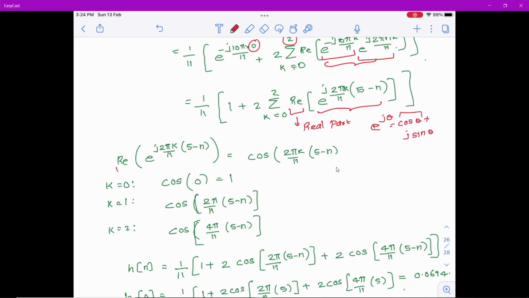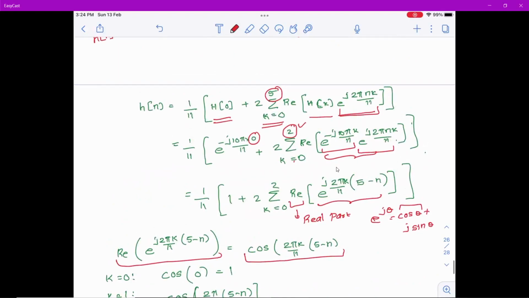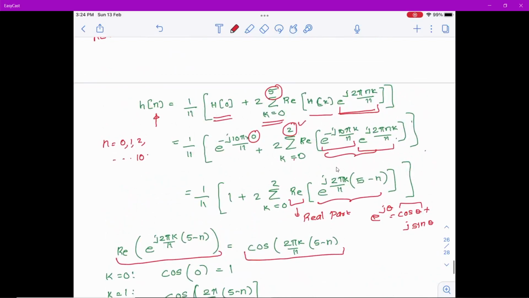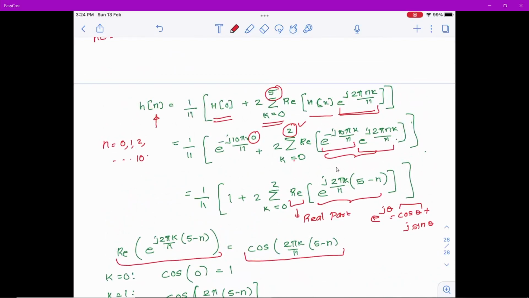So the real part of e raised to j 2 pi k by 11 into 5 minus n is cos of 2 pi k by 11 into 5 minus n. To find h of n, the value of n should be from 0, 1, 2 up to m minus 1, which is 10. So you substitute for n equal to 0 and you need to find each and every coefficient.